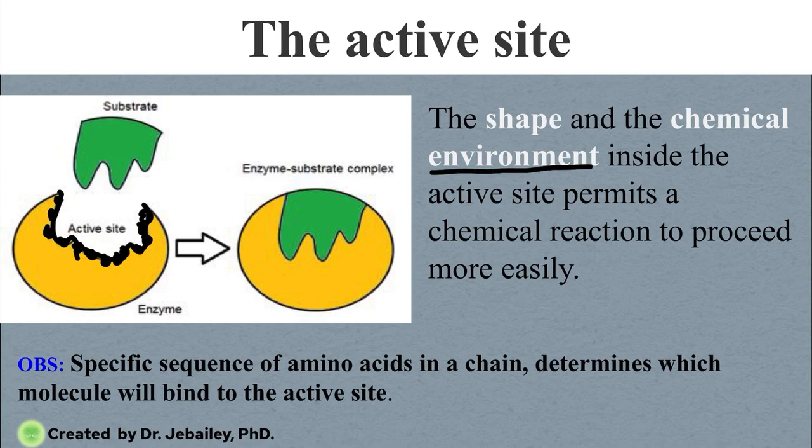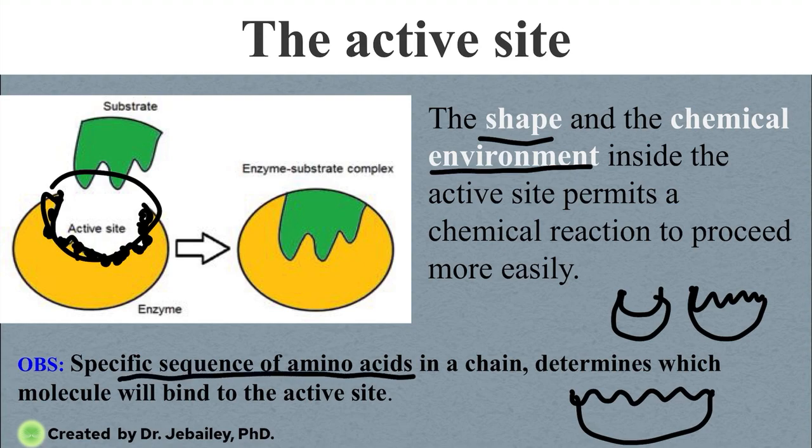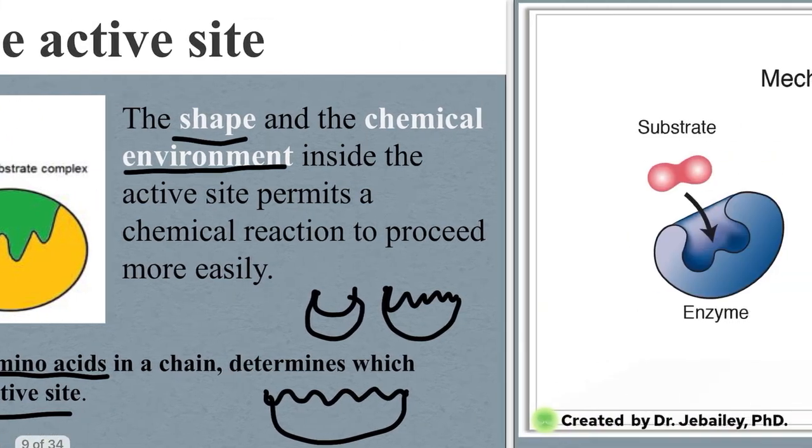If you had another sequence, maybe the enzyme would look like this. If you had another sequence, then maybe this would be the enzyme. If you have another sequence of amino acids, then you have something more like this. So it all depends on the sequence of the amino acids. The shape here all depends on the sequence, as I said, of the amino acids. That tells you what kind of molecule will bind to the active site, because the active site has the same shape as the molecule that is going to bind to it.